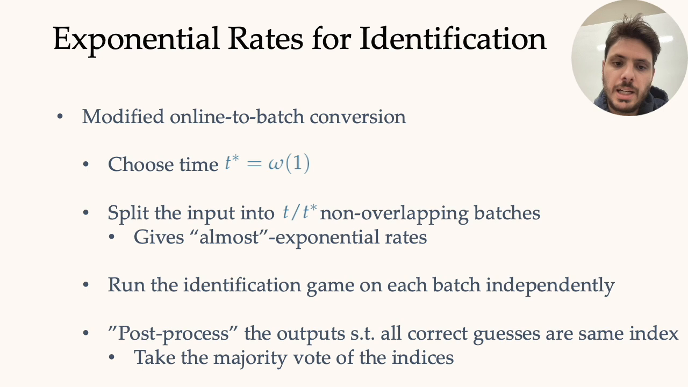Then we run the identification game on each batch independently, and before we take the majority vote over the indices, we apply a post-processing procedure on the outputs of all these games in order to ensure that correct indices are mapped to the same index.